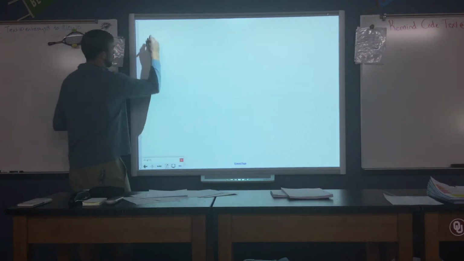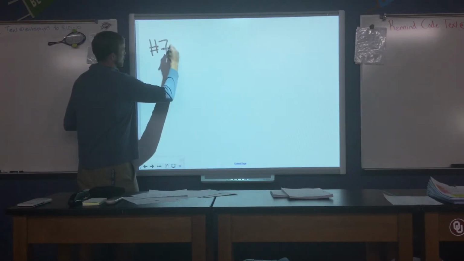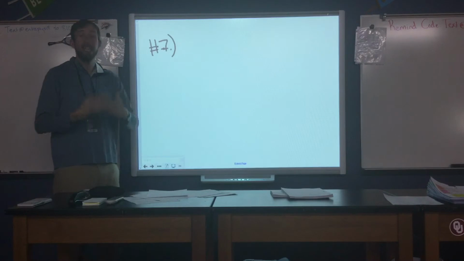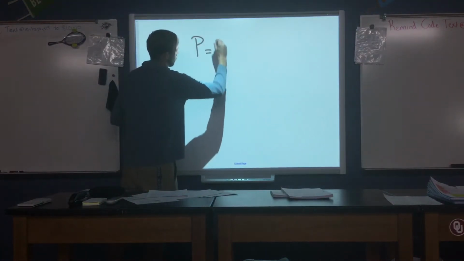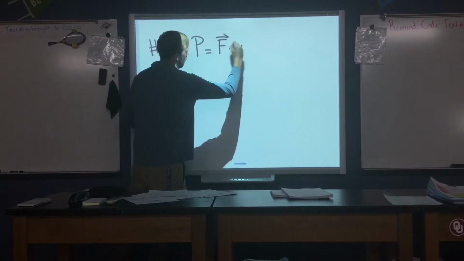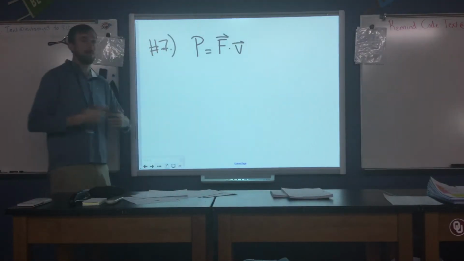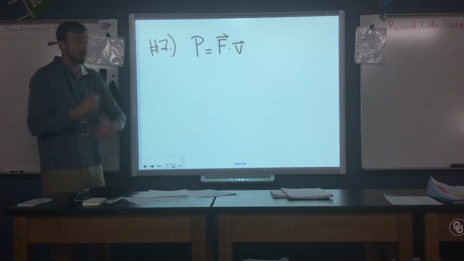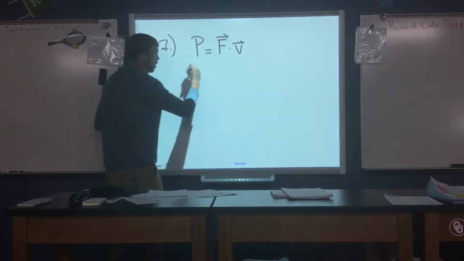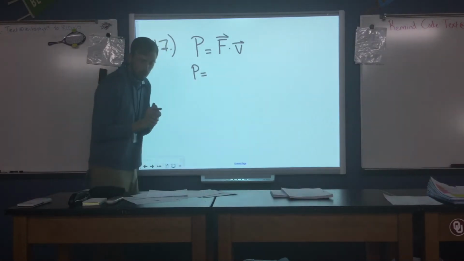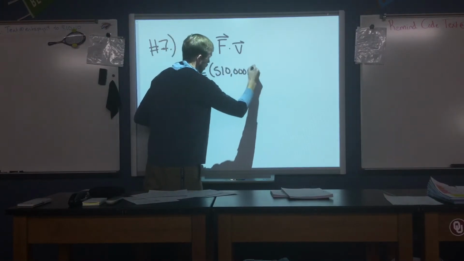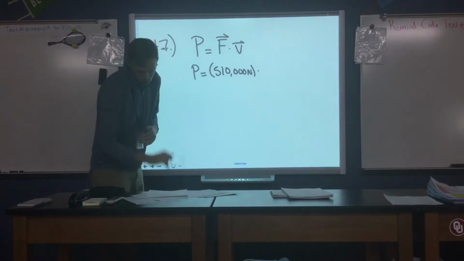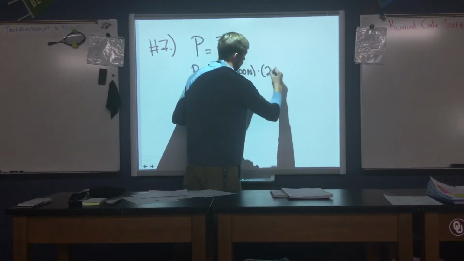So here, in question number 7, we are given a force as well as a speed, and we can use those in one equation to find the power output of an engine. Power is equivalent to the thrust force of an engine multiplied by the velocity of the object that is moving as a result of that force. So, the thrust force involved here was 510,000 newtons, multiplied by the velocity, which was 240 meters per second.